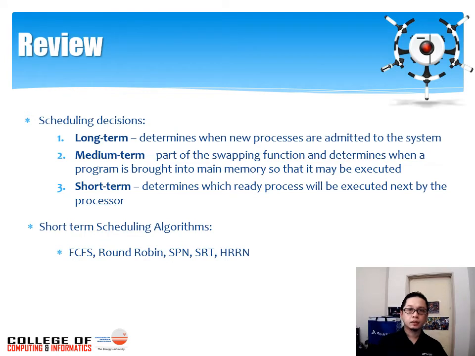For this chapter, you need to remember the difference between long-term, medium-term, and short-term scheduling. Each of those scheduling methods has a purpose in the system. For example, long-term will decide whether a new process can go in and start in the system, while medium-term will decide whether a process can be swapped in or swapped out from the main memory. And lastly, short-term decides which process can actually run after it has been blocked or suspended.